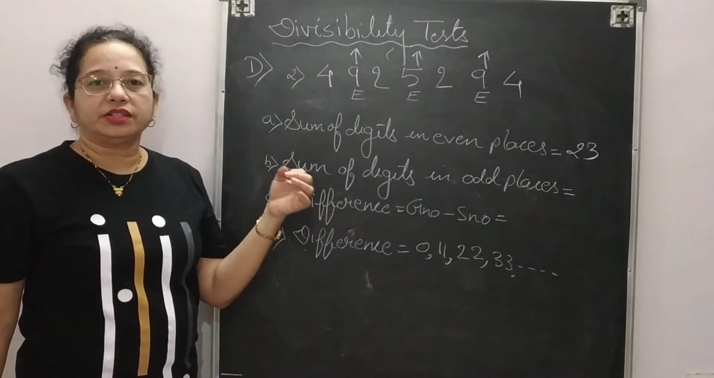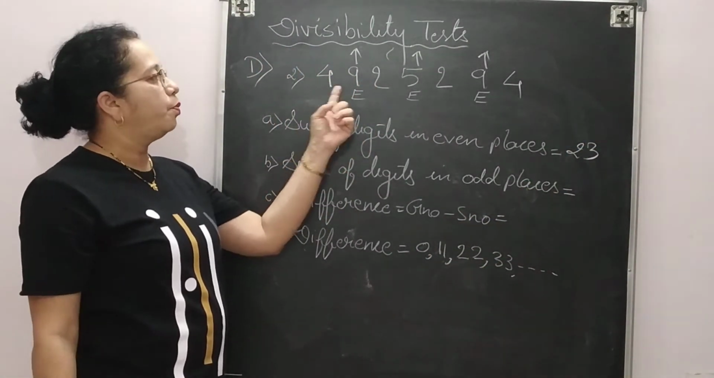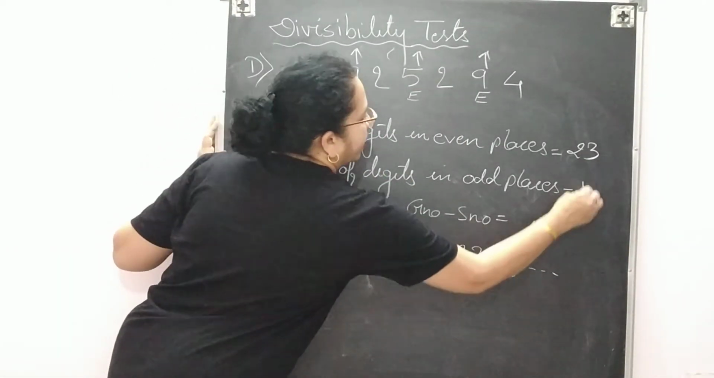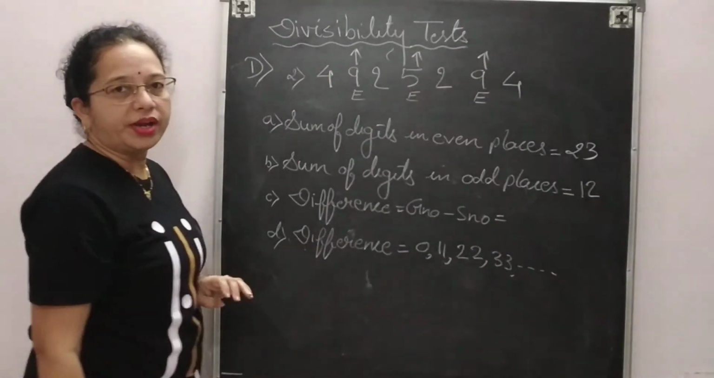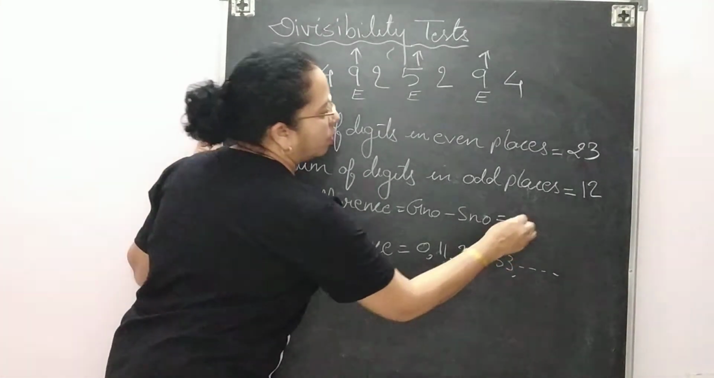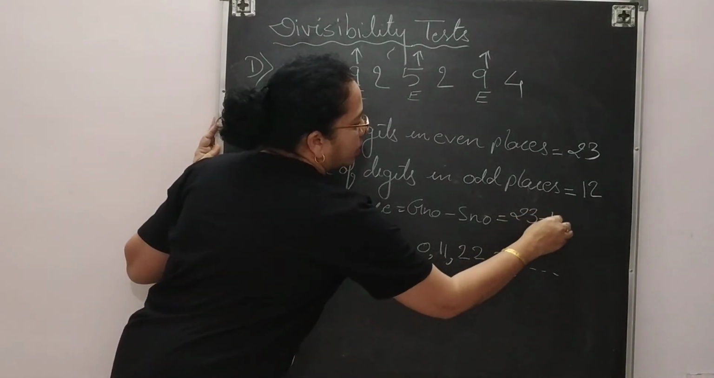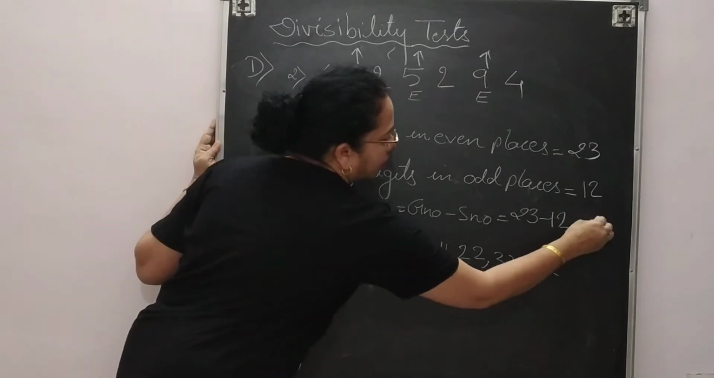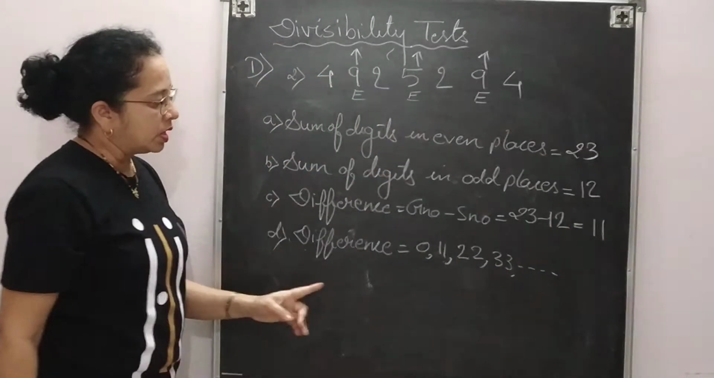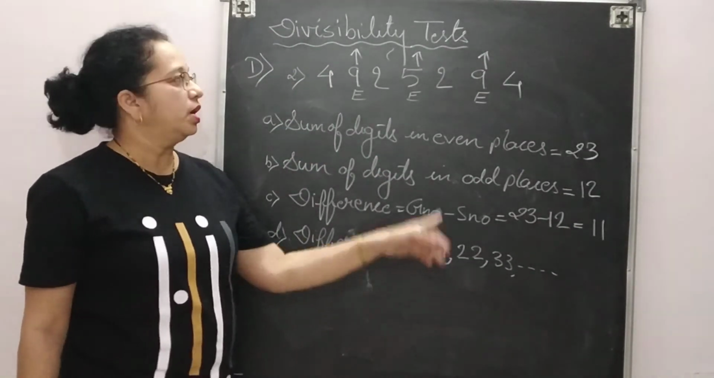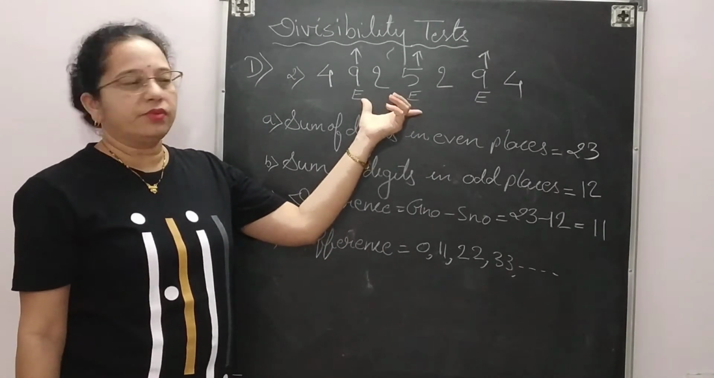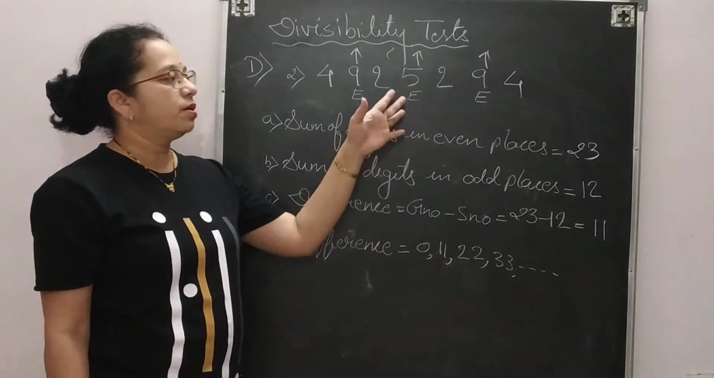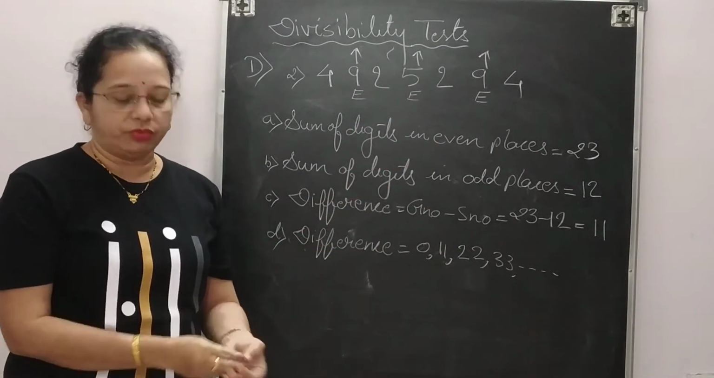Now we will add the digits where arrows are not there. So 4 plus 2, 6. 6 plus 2, 8. 8 plus 4 will give you 12. Now how to find the difference? Greater number minus smaller number. So which number is greater? 23 minus 12. So what is your answer? 11. So again, since the difference is 11, the given number is divisible by 11. If the difference is not 0 or a multiple of 11, the given number will not be divisible by 11.